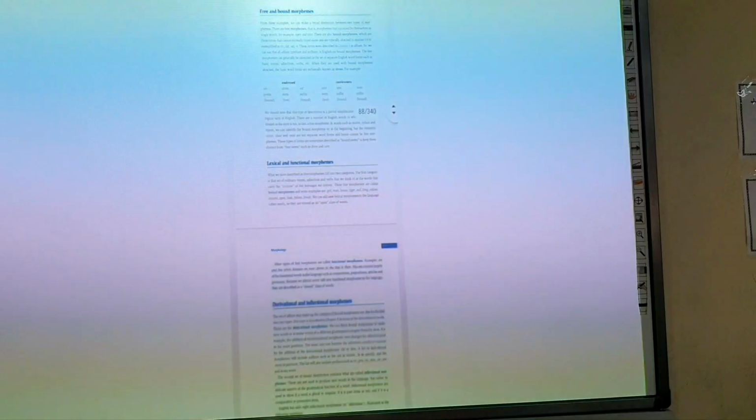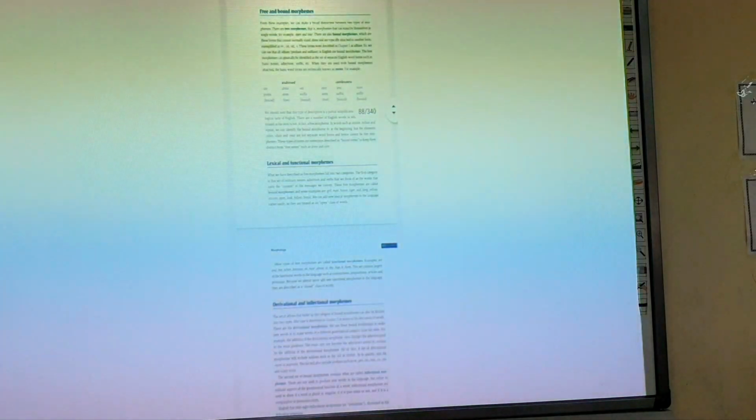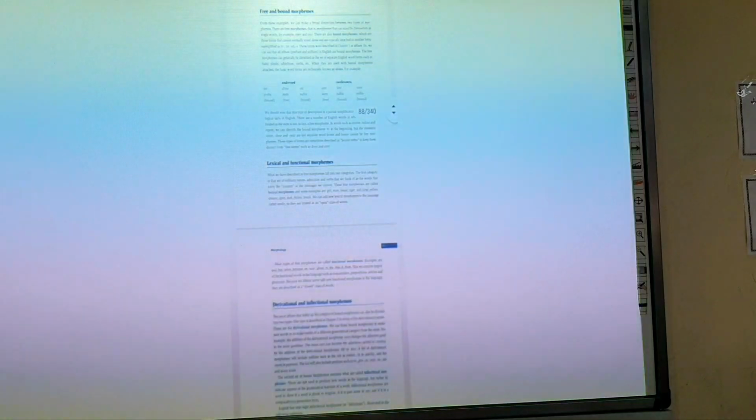Now we're going to talk about lexical and functional morphemes. So what is a lexical morpheme and what is a functional morpheme? Any free morpheme like tiger, girl, open, book, look, break, any word that has a meaning, okay? It's called what? It's called a lexical morpheme.